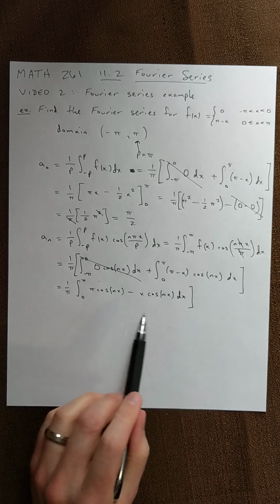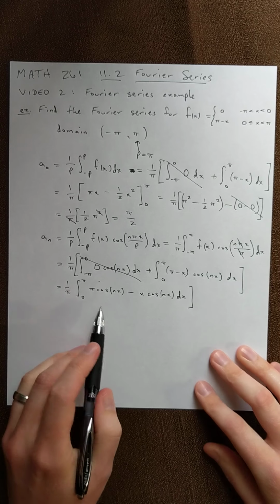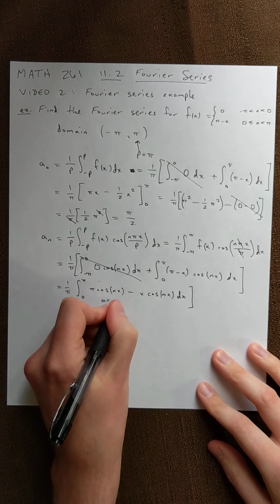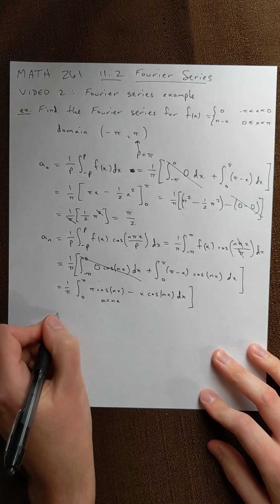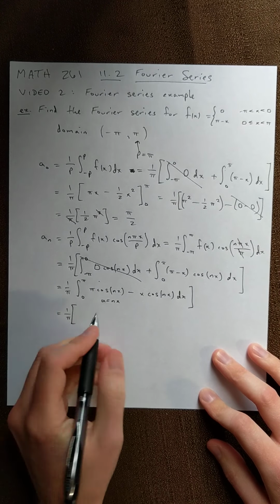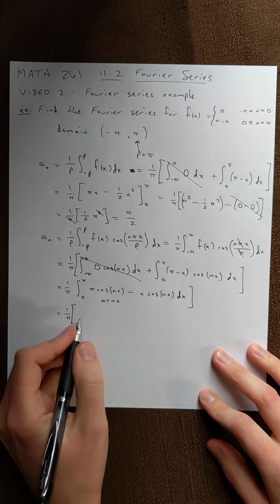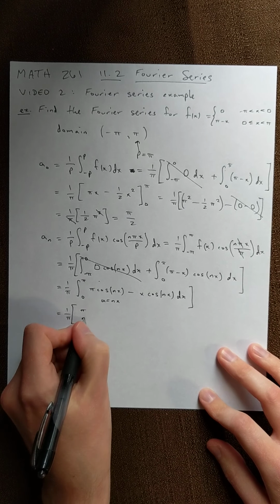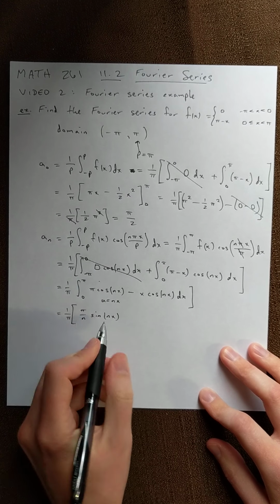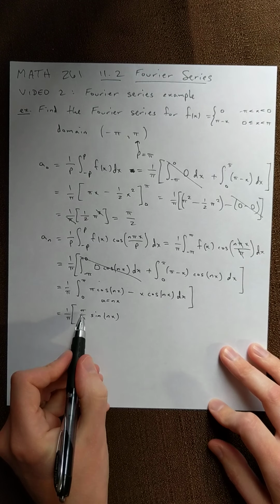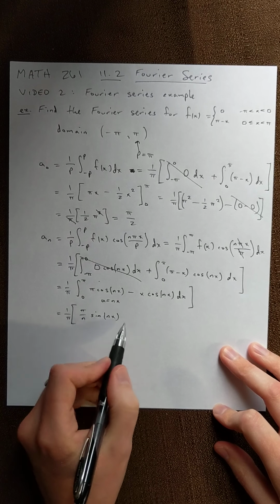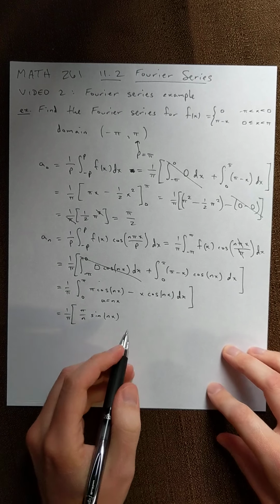I'm going to just go ahead and show you all the details. This one is going to be a u sub with u is equal to nx, so we're going to end up dividing by n. So let's see, we'll have pi over n sine nx. If you double check, the derivative of this function would be pi over n cosine nx times n. The n's would cancel, pi cosine nx.